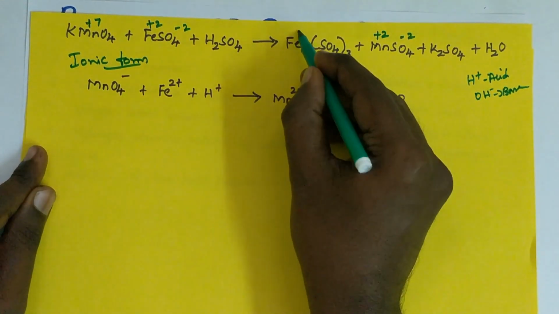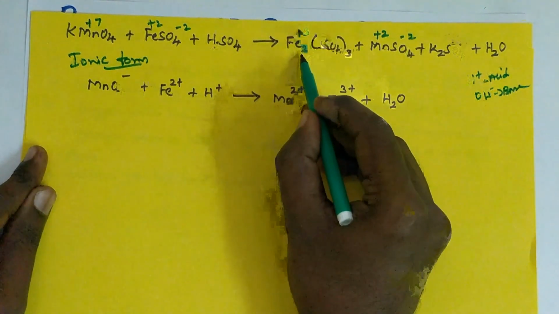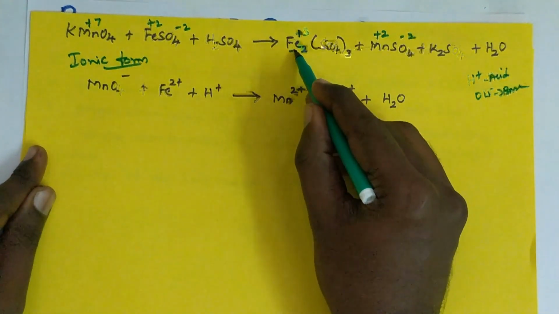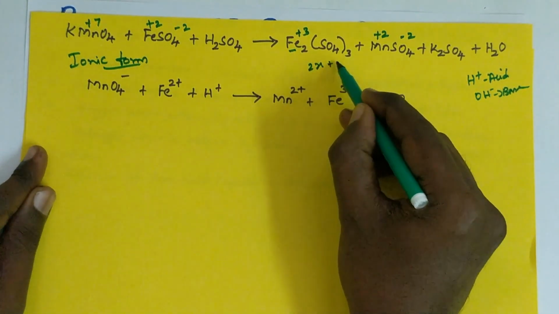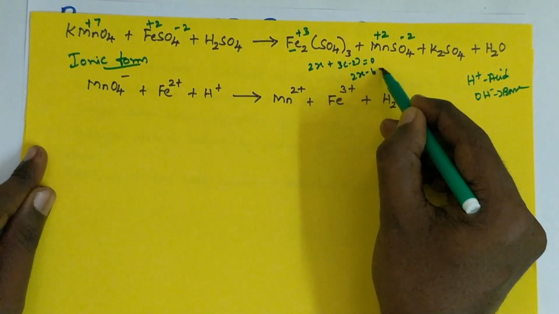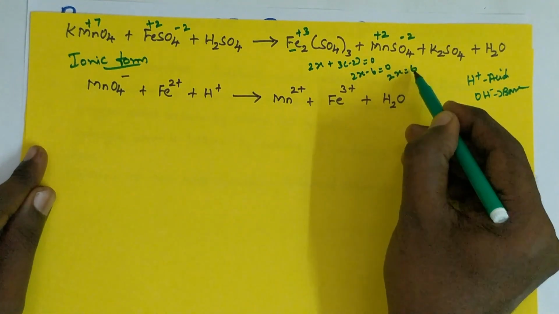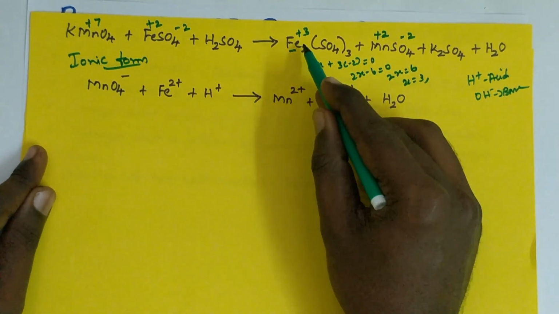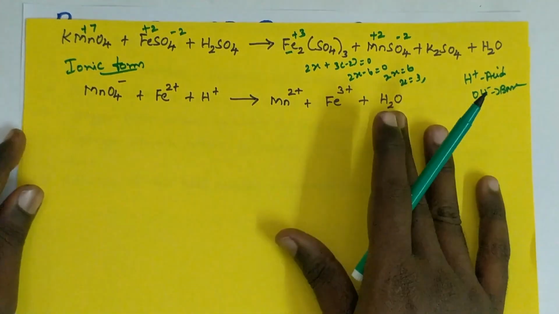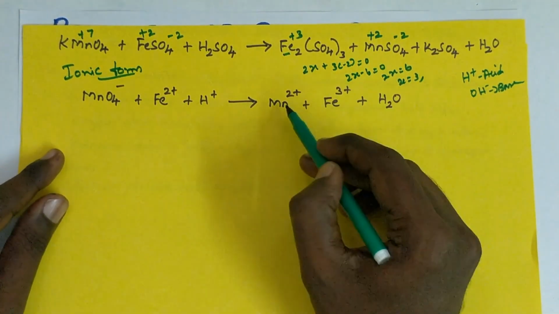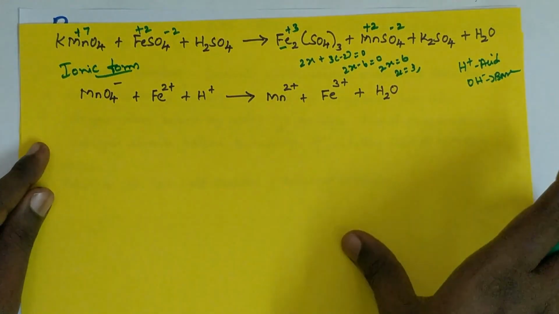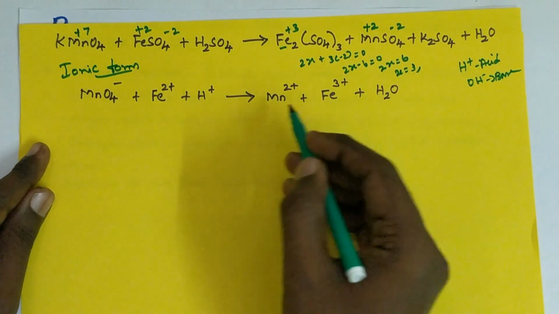In this equation, when substituting, we can get iron as Fe3 plus. We know how to calculate: 2x plus 3 into minus 2 equals 0 because there is no charge. 2x minus 6 equals 0, so 2x equals 6, x equals 3. So iron is in the plus 3 oxidation state. That's why it is written in ionic form as Fe3 plus, and manganese is in the plus 2 oxidation state. This is the first step.